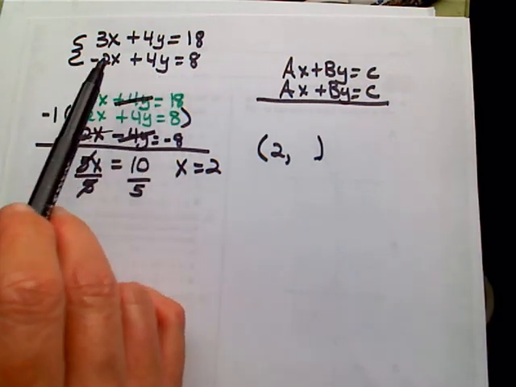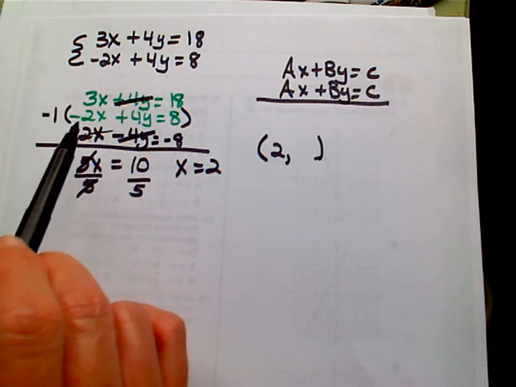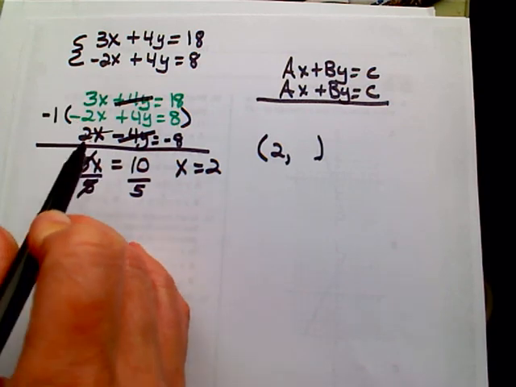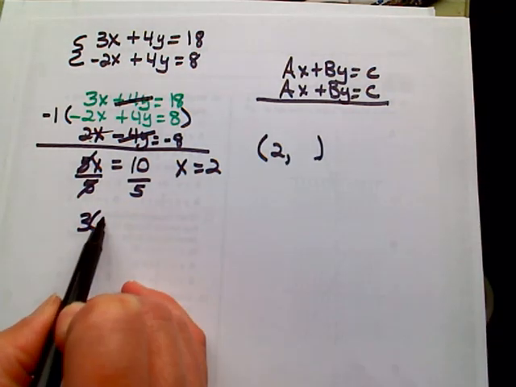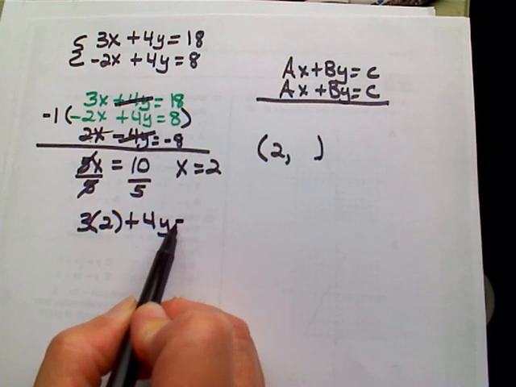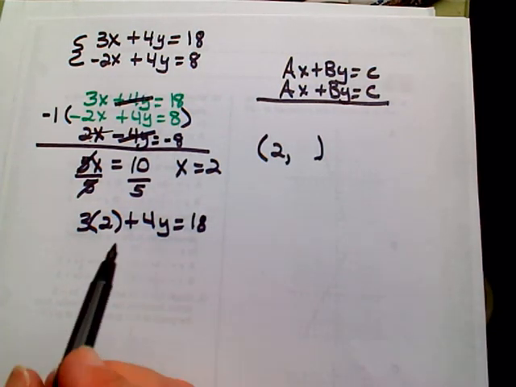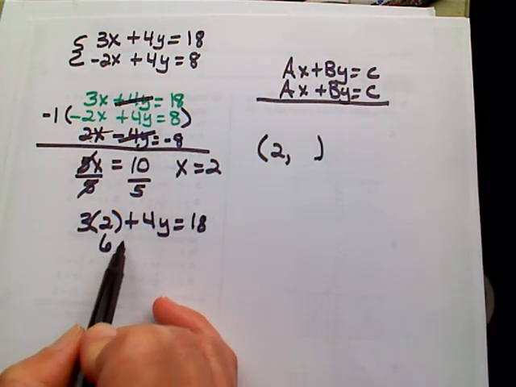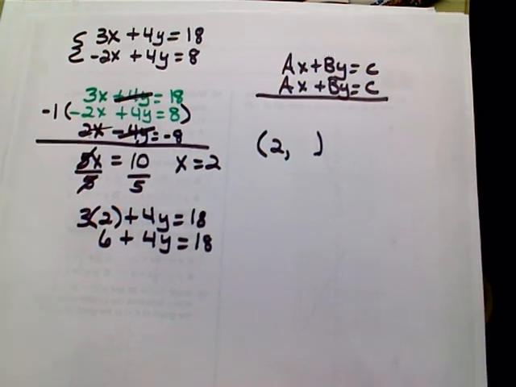I don't need to rewrite anything. I just pick one of these equations. So again, I'm just going to make it simple and go to the top equation. So it's 3 times x. Well, now I know what x is. It's 2. Plus 4y equals 18. Now I'm going to solve for the value of y. So we have 3 times 2 is 6, plus 4y equals 18.